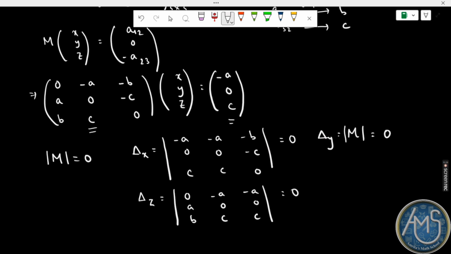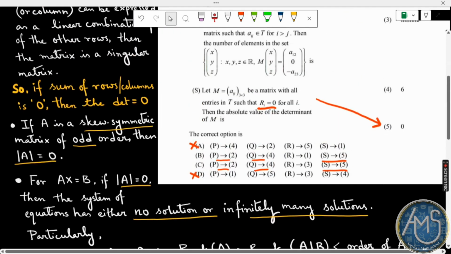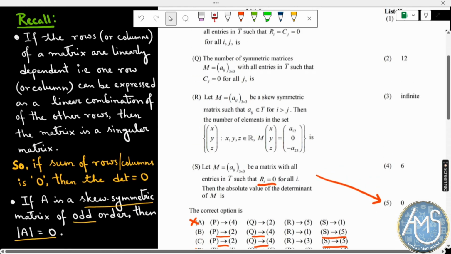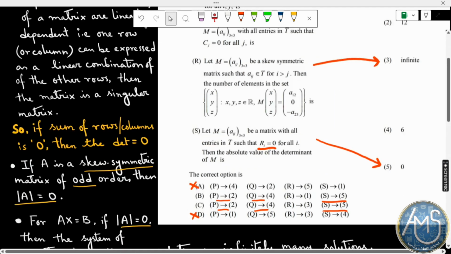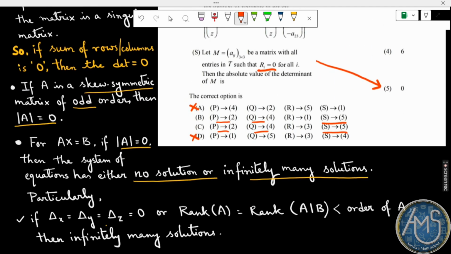So all the determinants, determinant of M, del X, del Y, del Z, all are 0. So it is clear that the system of equations has infinitely many solutions. So the value of X, Y, Z must be infinite. So R must be option number 3. So it is clear that option C is correct, not option B.